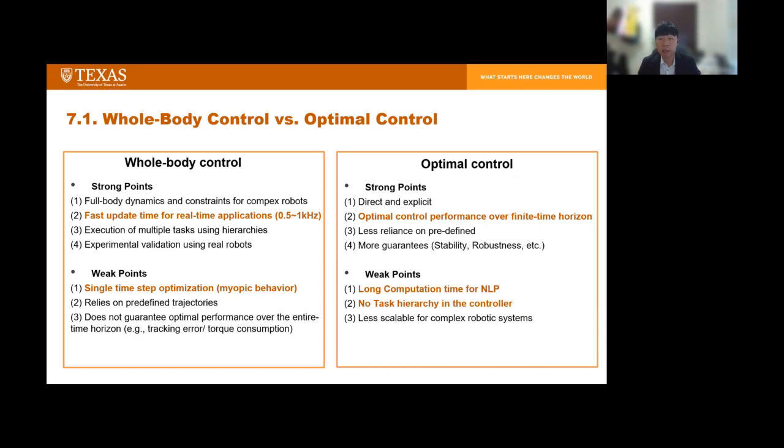On the other hand, optimal control and MPC can consider multiple time horizons, of course, to guarantee more global optimality. In addition, we don't need reference trajectories in many cases. We can solve optimal control problems without nominal trajectories. However, it takes very long time to solve, especially for large scale systems like a humanoid robot or some constrained manipulators.